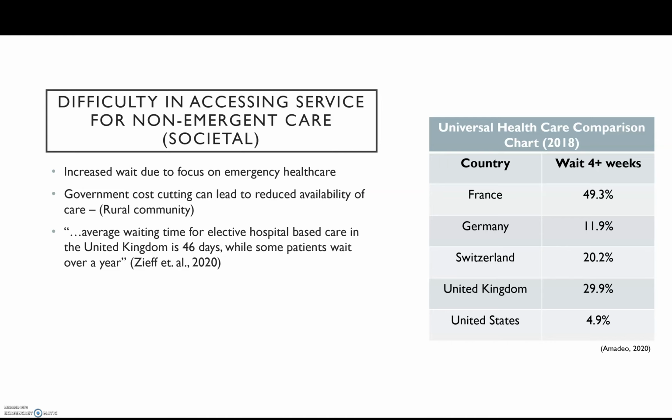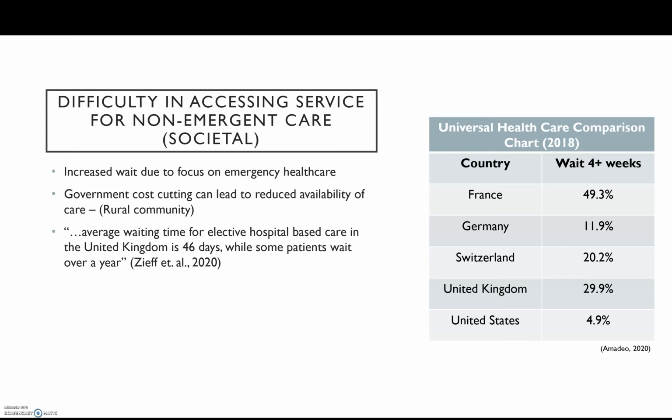As well as government cost cutting can lead to a reduced availability of care. I'm thinking such like rural communities. If governments are cutting costs, they're going to cut costs in rural communities that don't see as much traffic as those bigger cities. So then you're missing out on care for certain areas within the country.